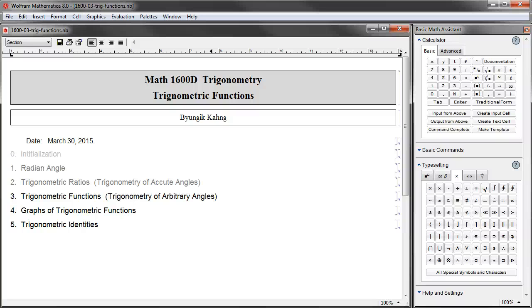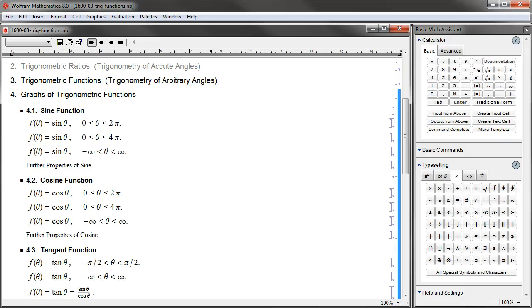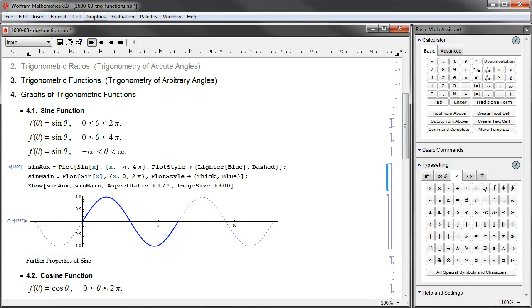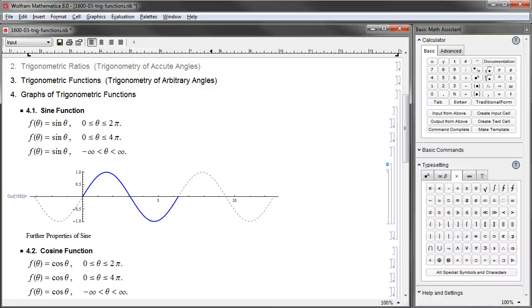Welcome back. Let's resume. In the previous video, we talked about the graphs of sine, cosine, and tangent functions. Here's a review. Here is the graph of the sine function going up and down, and up and down, starting from the origin. It's an odd function. The maximum is +1 and the minimum is -1, and the graph bounces back and forth between those two.